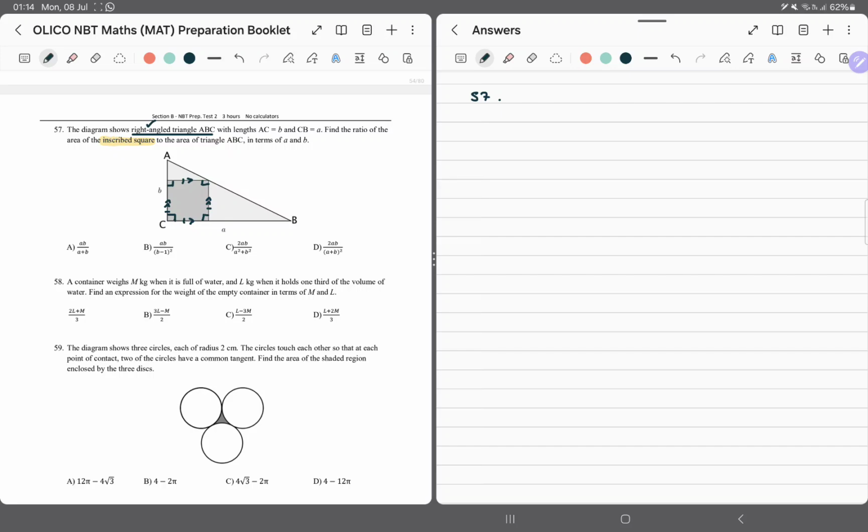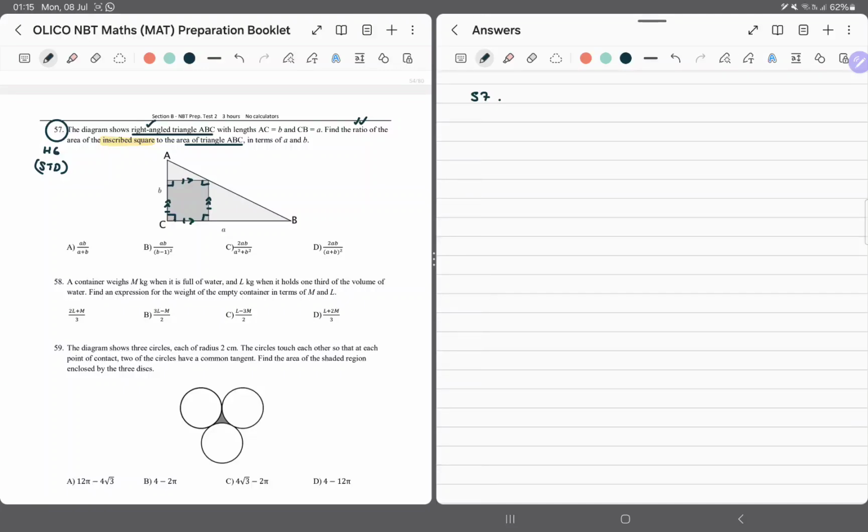Anyway, let's have a look at the question. We need to find the ratio of the area of the inscribed square to the area of the triangle ABC in terms of A and B. Now this is definitely one of those silly questions, higher grade, and it's an STD. Yay. This one, slow them down.